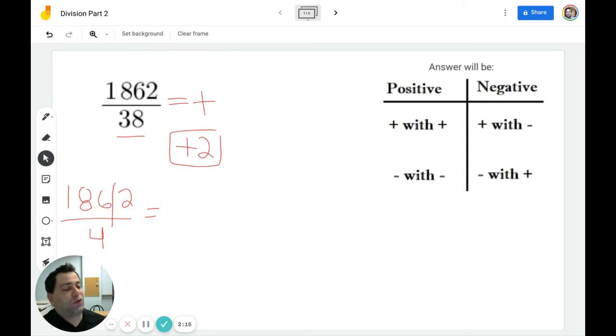So that line helps me remember. So let's start normally. 4 goes into 18 4 times. 4 times 4 is 16. 18 minus 16 is 2. And I write the 26.